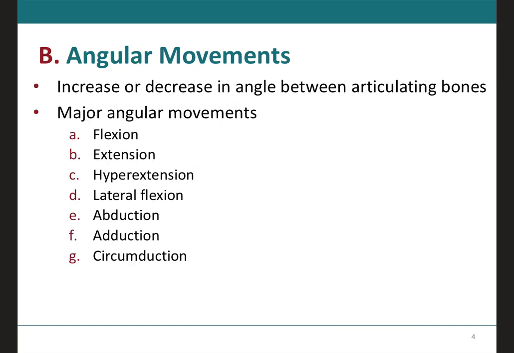Next, we have what we call angular movements. And like the name says, there's going to be either an increase or a decrease in the angle between the articulating bones. So the major angular movements are going to be flexion, extension, lateral flexion, and hyperextension, in addition to abduction, adduction, and circumduction. When we discuss these movements, they're always going to be with respect to the body in an anatomical position. So remember to keep this in mind.